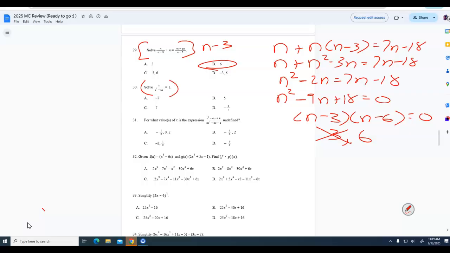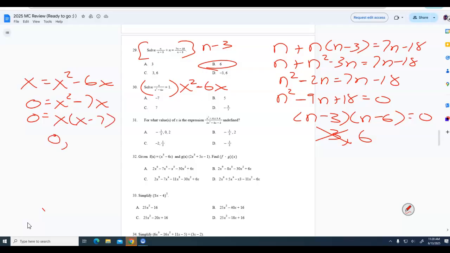Here, same deal. I'm going to multiply everything by x squared minus 6x. So on the left side, the denominators cancel out and you're left with x. On the right side, you're left with x squared minus 6x. You subtract x on both sides, you get x squared minus 7x, and you factor x times x minus 7. Your answers are 0 and 7. If you plug 0 back in, you would get a 0 for the denominator, so 0 is no good. My only answer here is a positive 7 in C.